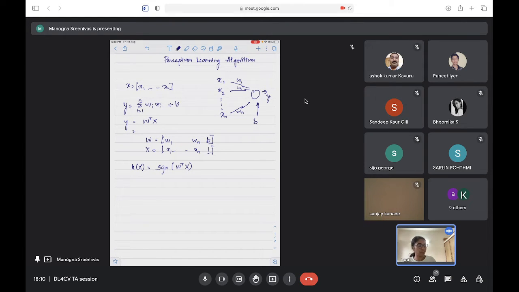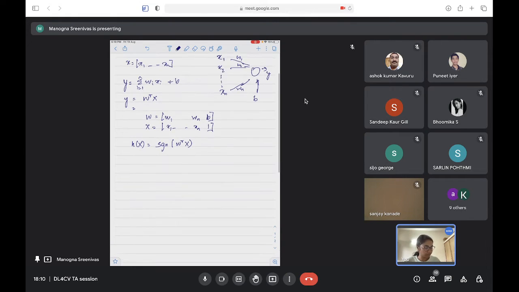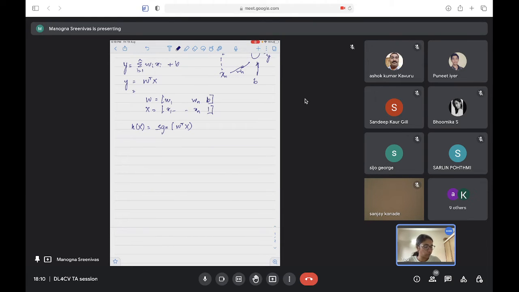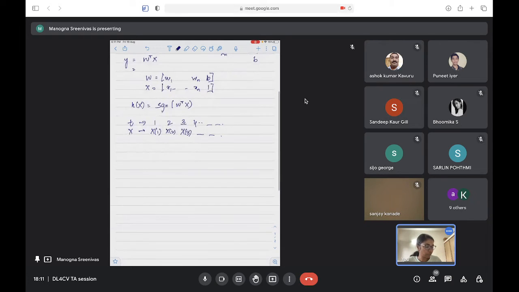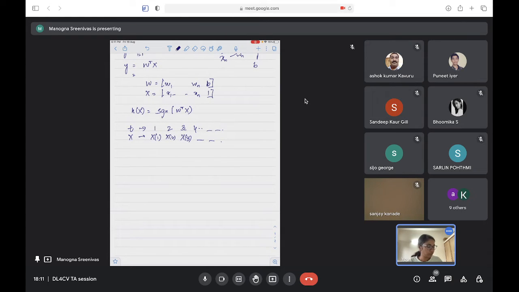So here what is our objective? Our objective is to learn W that can separate the two classes, right? So given my data samples, at each time instant I'll be given some samples, x of 1, x of 2, x of 3 and so on. Say W is randomly initialized, and I want to correct my W such that these two samples are separated.